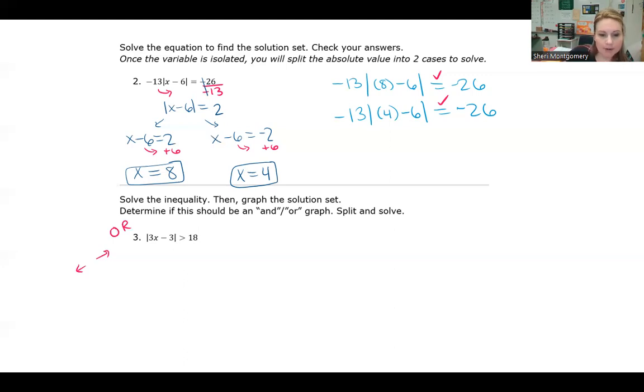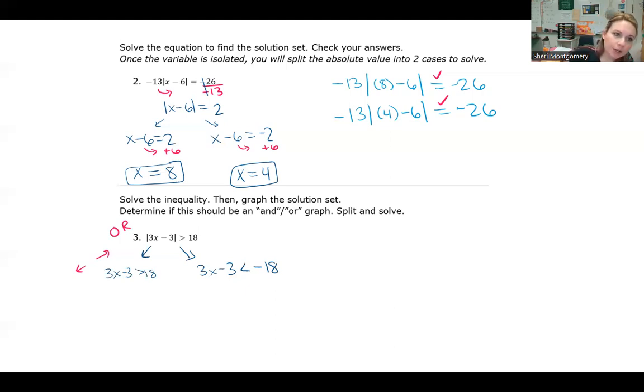For this one, is the absolute value isolated? Yeah, there's nothing else over there. We are ready to go. This is an or, so it solves separately. We will get 3x minus 3 greater than 18. And then 3x minus 3 is less than negative 18. You got to switch when you're doing inequalities.